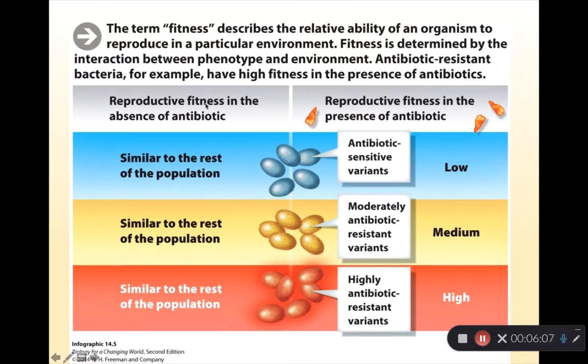So when we're looking at an area where there's no antibiotic, we see that all of these populations of bacteria are similar to one another. They don't have any traits that are making them more fit than any other. However, when we add the presence of an antibiotic, we start to see that these green ones are antibiotic-sensitive variants, so they are less likely to survive in this area and thus have low fitness. Conversely, these bacteria are highly antibiotic-resistant variants, their ability to survive in this environment is high, so they have a high fitness.